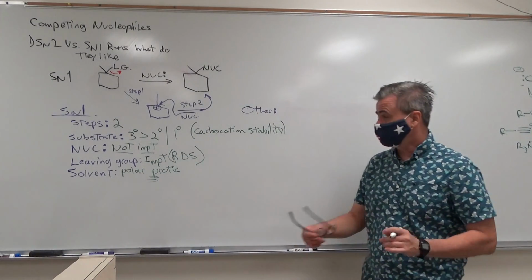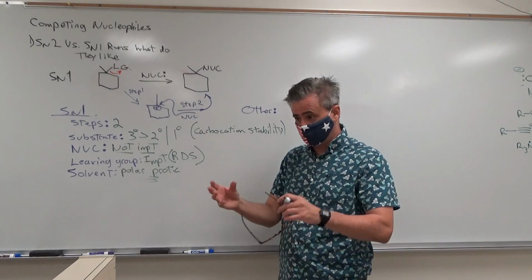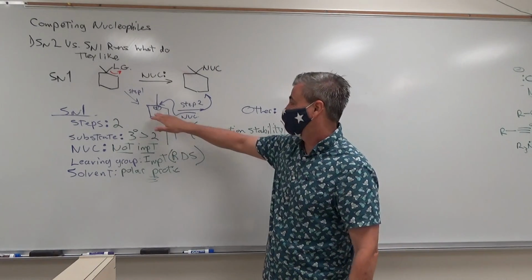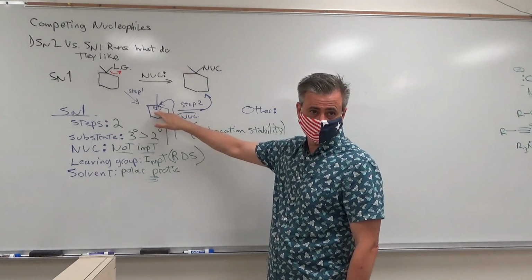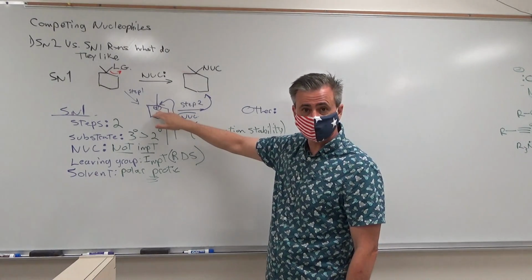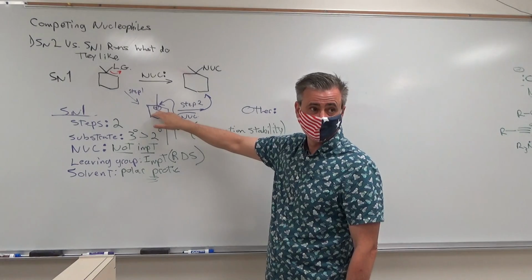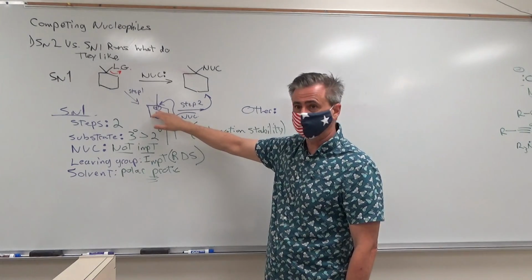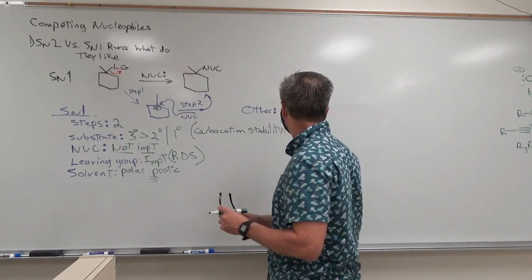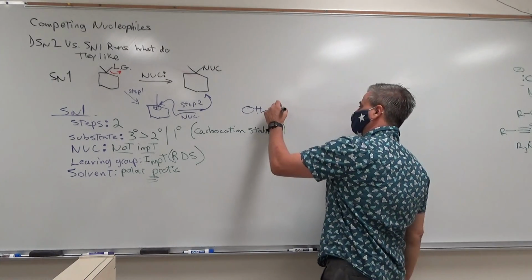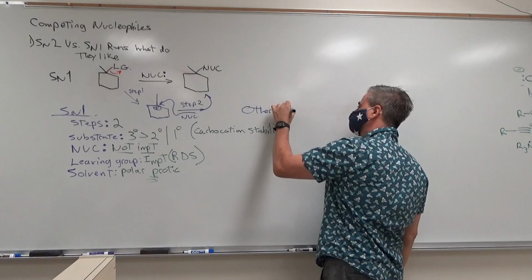Okay? It likes polar protic because protic solvents, solvents that can do hydrogen bonding, are good at surrounding carbocations and stabilizing them. That's called solvation. They're good at solvating carbocations. So protic solvents help that. The details, it does inversion.